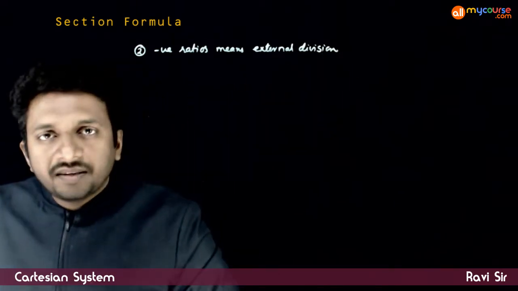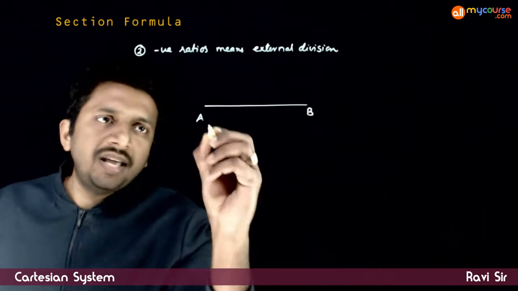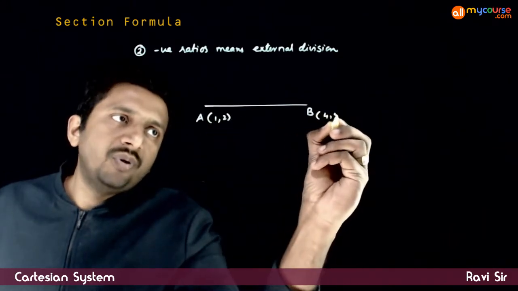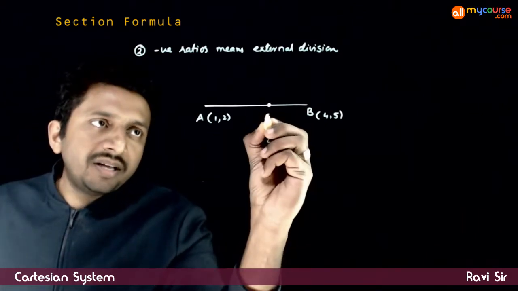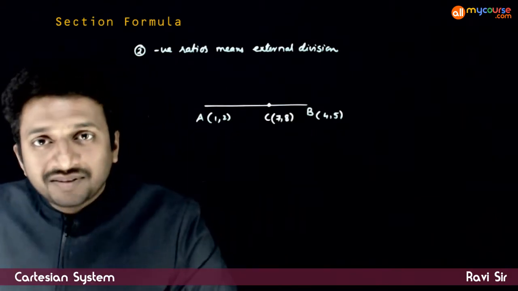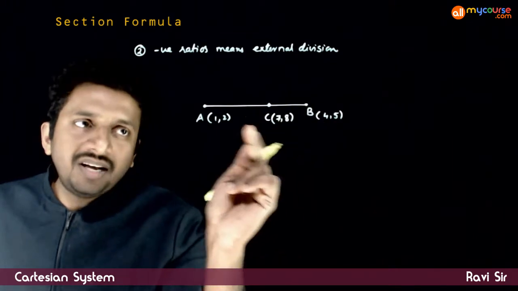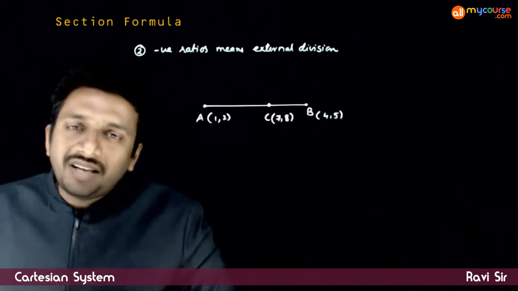External division. For example, if you are given 2 points A and B, one is (1, 2) and the other is (4, 5). Now you are given a third point C which is (7, 8). You are asked to find the ratio in which C divides AB.